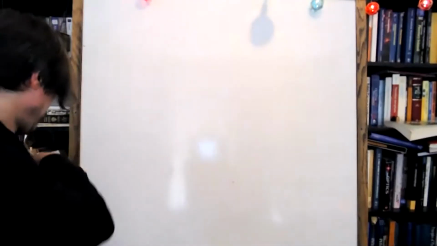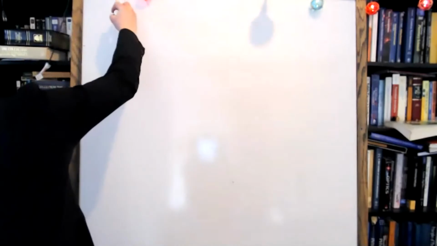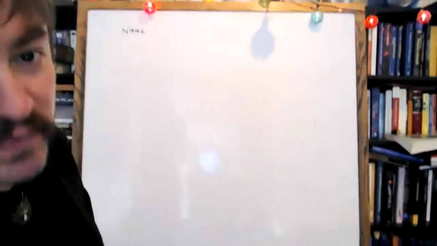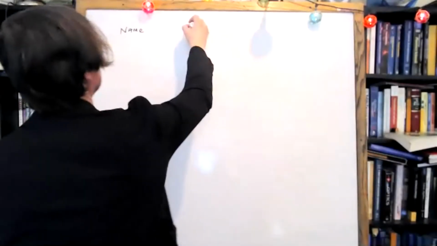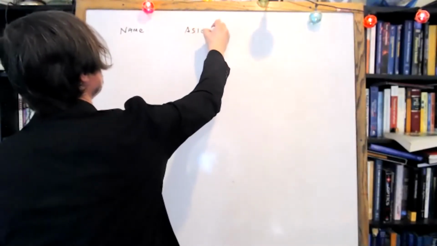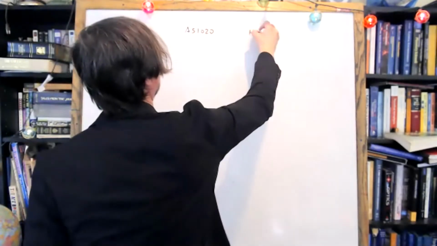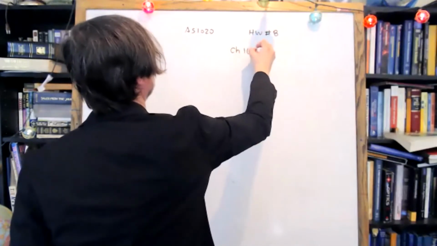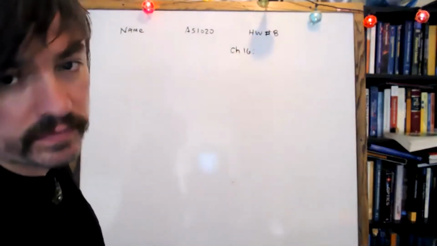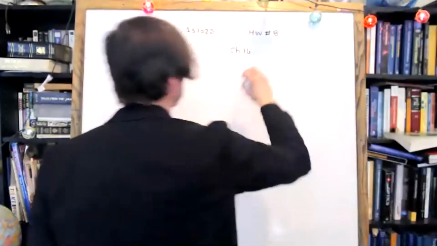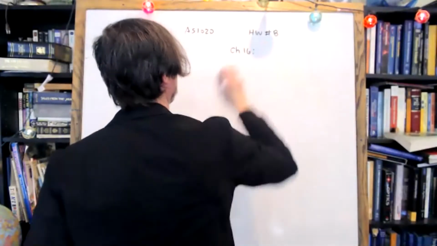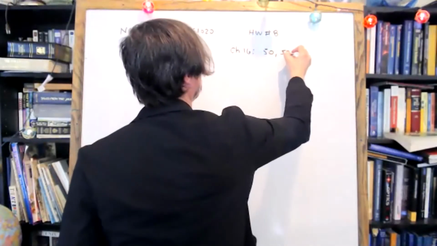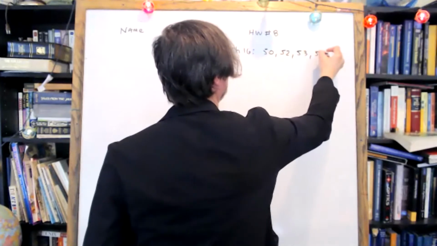So this is, most importantly, you gotta have your nomen, which is Latin for name. And this is AS1020. This is homework number 8, I believe. Chapter 16. Can you guys read me the problems again? 50, 52, 53, 55, and 56.